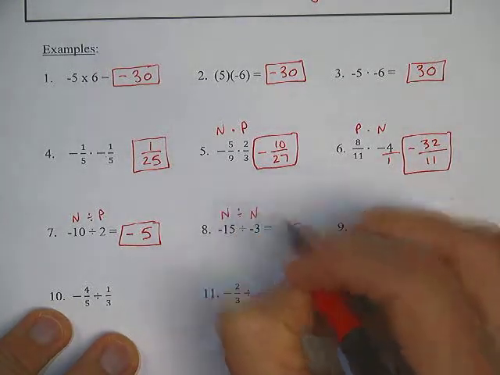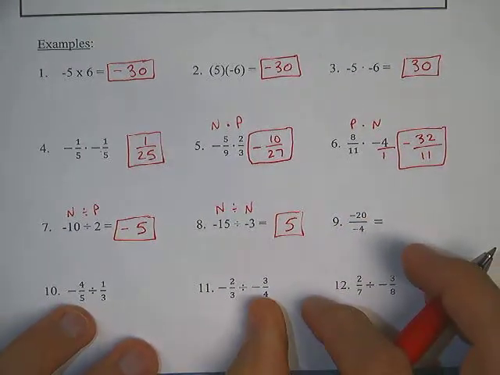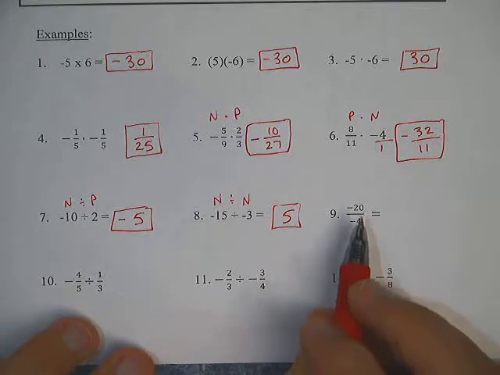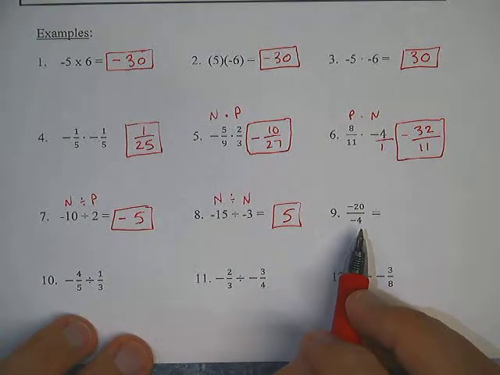So how about this one? Deal with the numbers first. 15 divided by 3 is, again, 5. But this is a negative divided by a negative. So I get a positive answer.